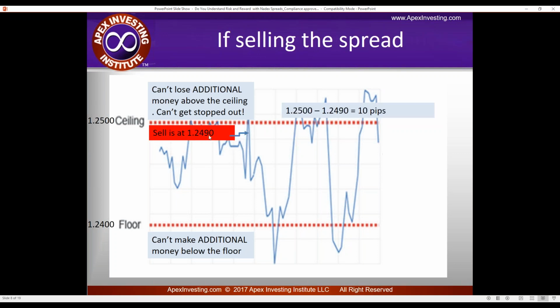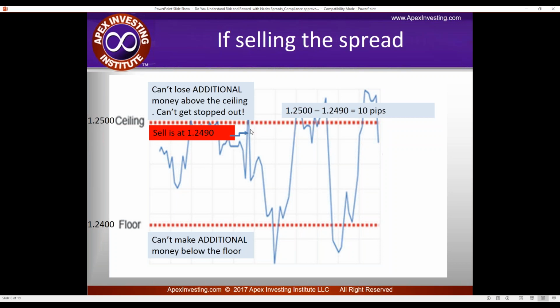So as a quick example, if I sold this spread at 24.90, okay, well, from where I sell right here at 24.90 up to the ceiling of 2,500, how many pips difference is that? If I sell at 24.90, my ceiling's at 2,500, that's 10 pips, right?